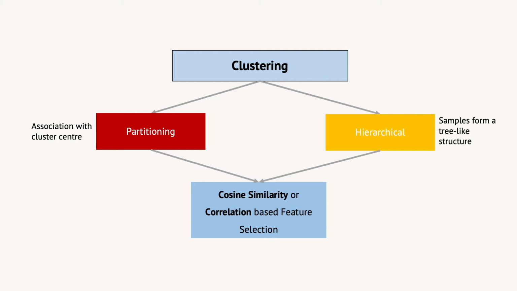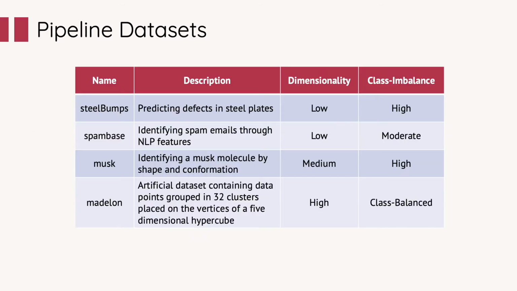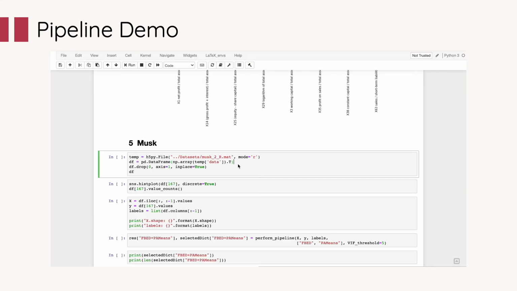a hierarchy. After similar features are clustered together, we need to choose a representative feature as the non-redundant feature in the automated feature selection pipeline. Cosine similarity or correlation is used as a similarity criterion to measure the similarity between the cluster center and each feature. Before we move on to the results, let's examine the evaluation datasets used for the pipeline. We have selected 4 datasets that differ in terms of domain, dimensionality, and class balance to ensure our pipeline is robust. This video demonstrates the ease of the use of the pipeline and the different functionalities.